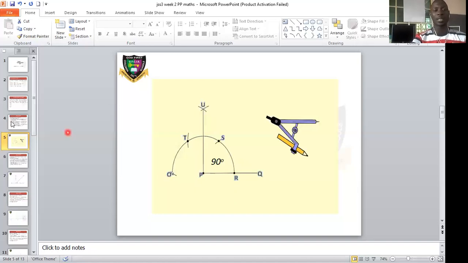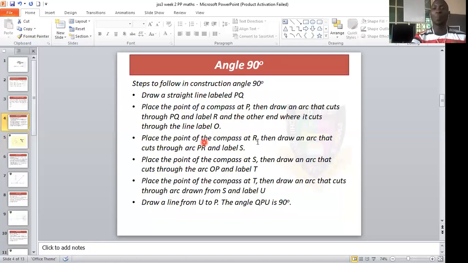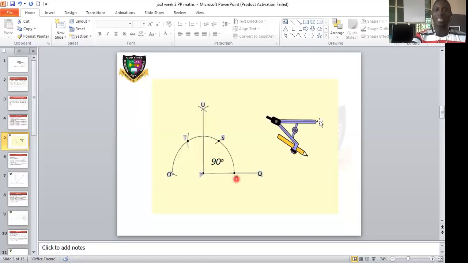Step 4 says, place the point of compass at R. You have to follow these steps accordingly for you to get the angle right. Place the point of the compass at R. Then draw an arc that cuts through the arc PR and label it S. This is the point of compass, place it at R. This arc from here is arc PR, from P to R.